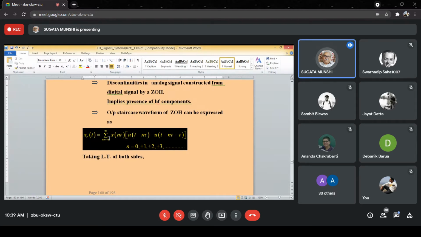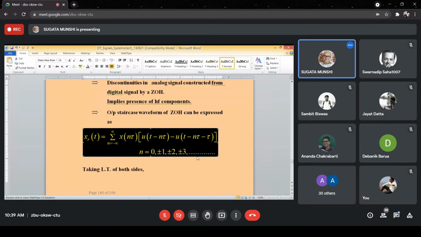So that is the equation, the staircase waveform, it can be expressed in this way. So that is the expression for the reconstructed staircase waveform x_r(t), summation of x(nτ) multiplied by the difference of these two steps, n having values of 0, plus minus 1, plus minus 2, etc.